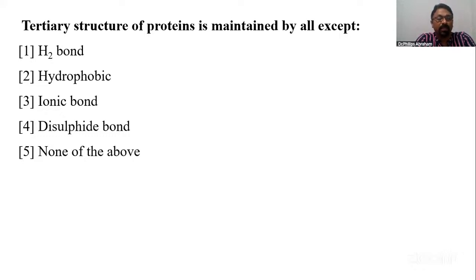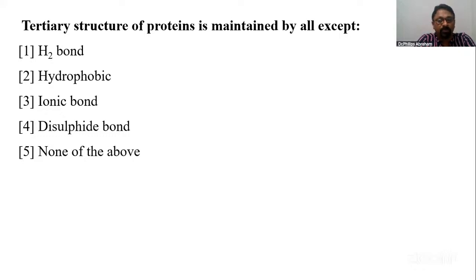Now, next question. Tertiary structure of protein is maintained by all except. So this question is on structure of protein. They are trying to measure your idea on the structure of protein. As you know, protein has a complex structure. So we study the structure at four levels: primary, secondary, tertiary, and quaternary structure.